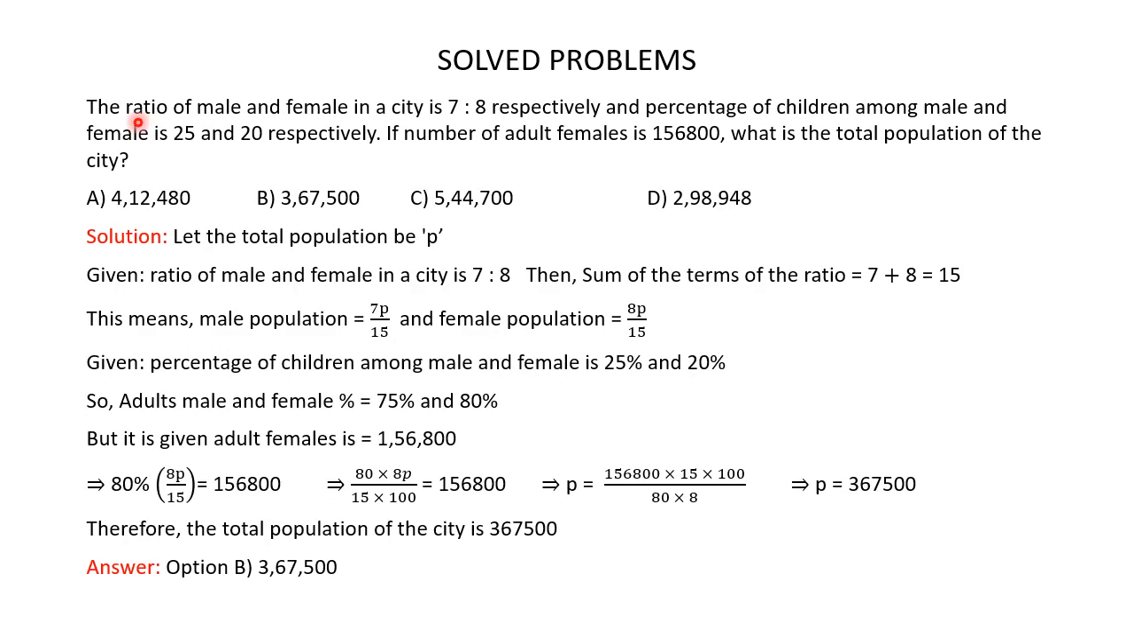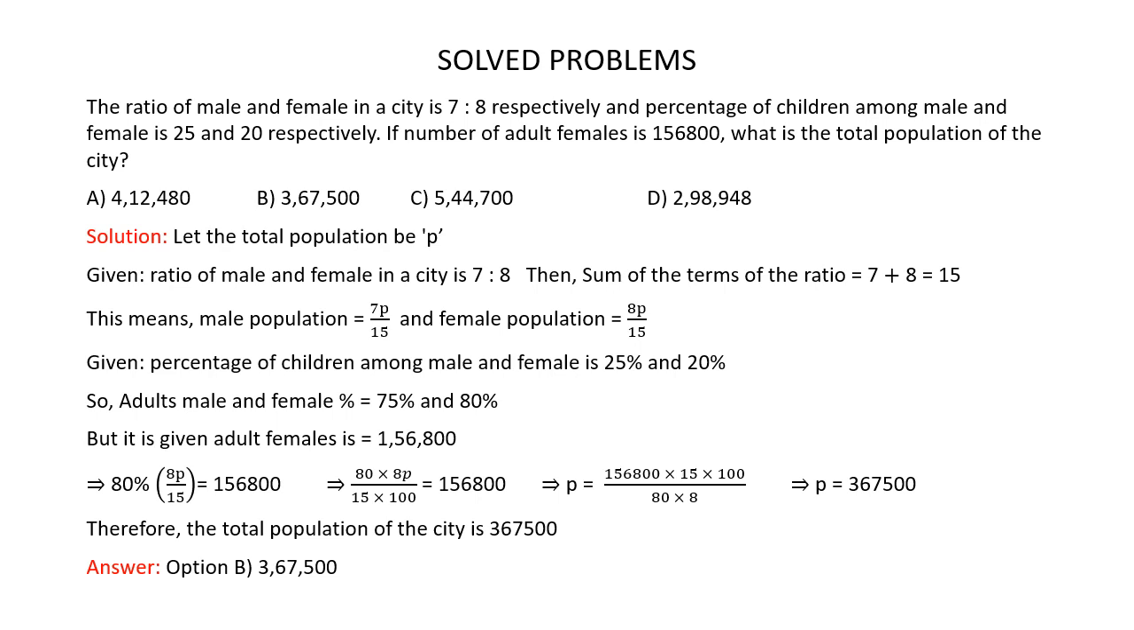The ratio of male and female in a city is 7 is to 8 respectively, and the percentage of children among male and female is 25 and 20 respectively. If the number of adult females is 1,56,800, what is the total population of the city? You are given 4 options and you have to find out which of these options is the correct one.